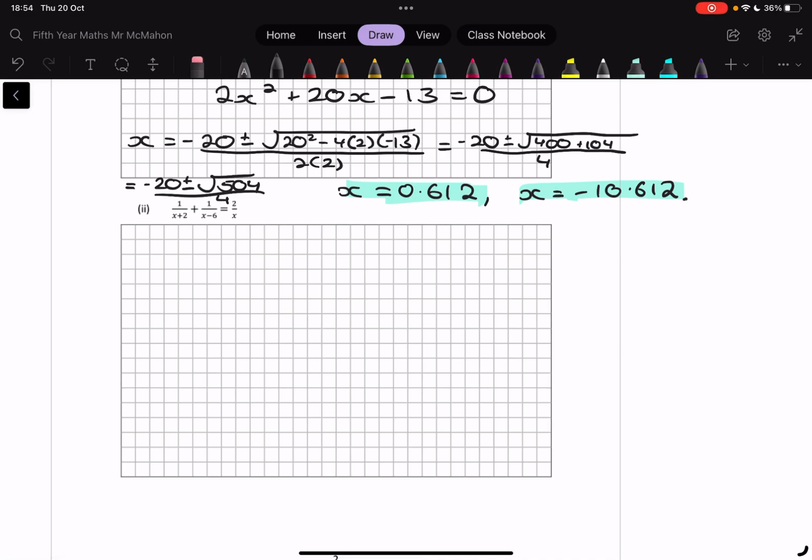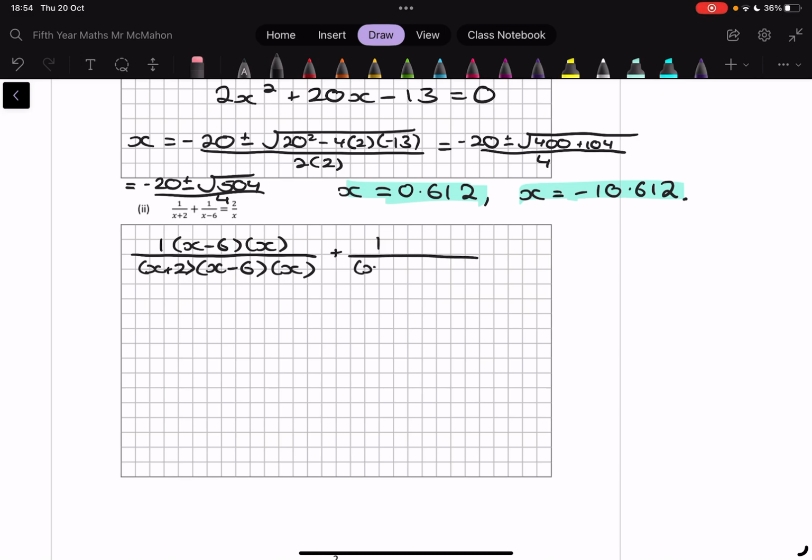The next question is 1 over x plus 2 plus 1 over x minus 6 is equal to 2 over x. So once again, common denominator we need to get for these ones. So for the first fraction, we'll have 1 on the top. On the bottom, we are going to have x plus 2, which was there in the first place. We're going to multiply by x minus 6, and we're going to multiply by x. Okay, so on the top, we have to multiply by the parts that we're adding, which is the x minus 6 and the x.